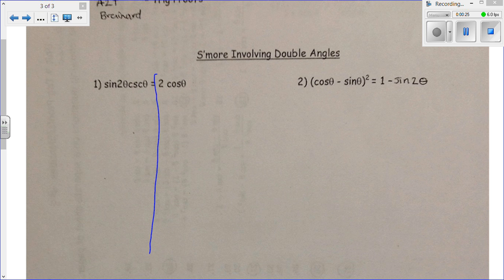For number 1, I have sine 2 theta cosecant theta equals 2 cosine theta. Well, sine 2 theta, I've got a formula, and it is 2 cosine theta sine theta. And cosecant is 1 over sine theta. So when I multiply, those two sine thetas cancel each other out, and I'm left with 2 cosine theta. And they match.